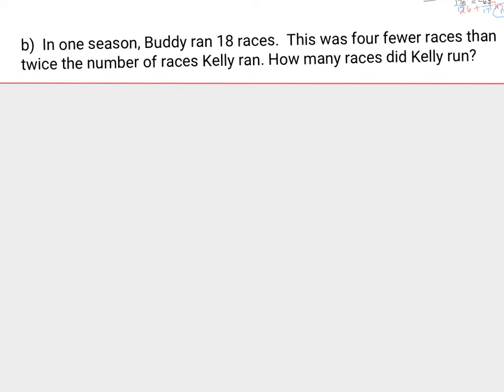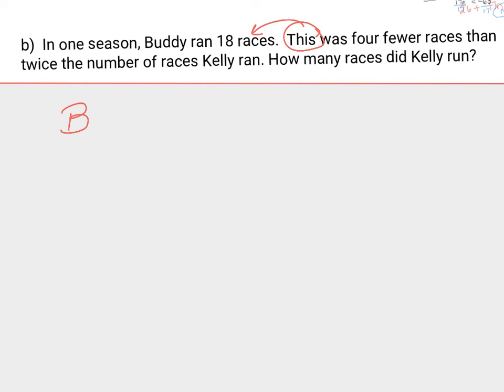In one season, Buddy ran 18 races. Okay, so we know Buddy ran 18. What is this referring to? Yeah, this is referring to the number of races that Buddy ran. This was 4 fewer than twice the number of races that Kelly ran. So, we have 2 different people, Buddy and Kelly.